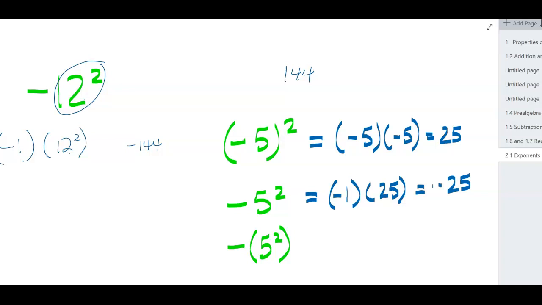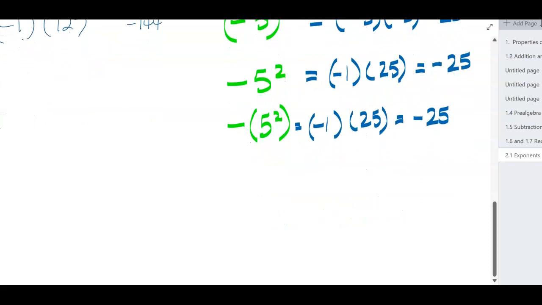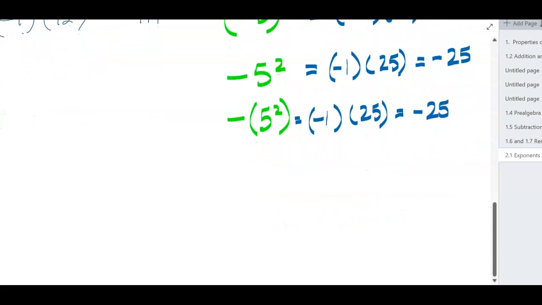And this is negative 1 times 25, which is negative 25 again. So make sure that you teach that to your students. On the worksheet that you have, there's several of these.